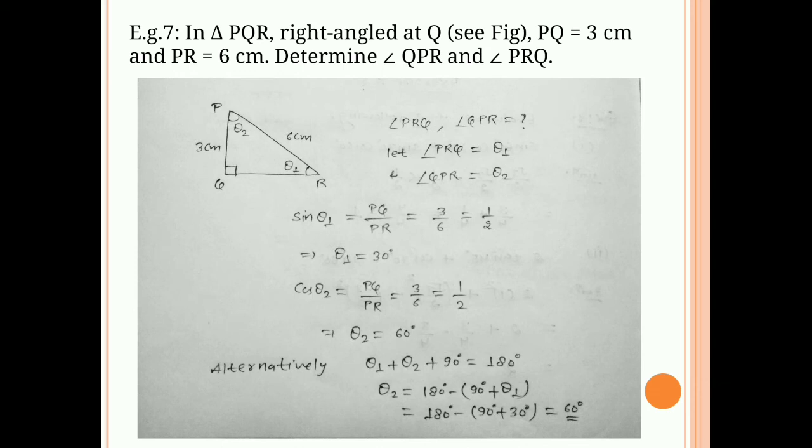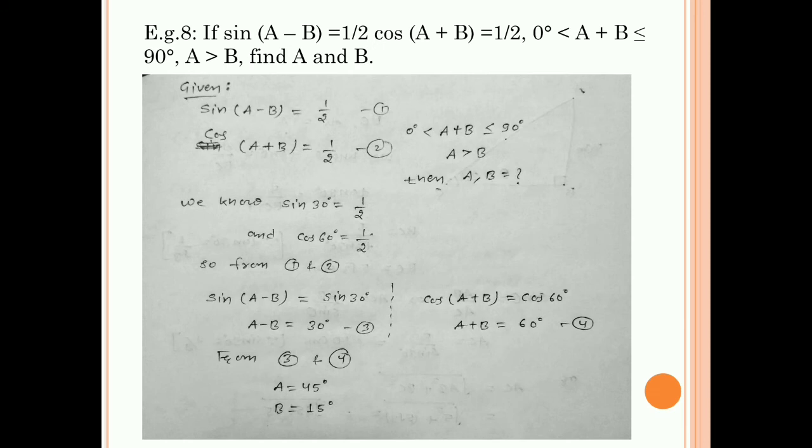As we all know, in a triangle the sum of all internal angles is 180 degrees. So theta 1 plus theta 2 plus 90 will be 180. So theta 2 will be 180 minus 90 plus theta 1. Theta 1 we have calculated, it is 30 degrees. So theta 2 will be 60 degrees. Or we can directly say, if theta 1 is 30 degrees, then theta 2 will be 60 degrees. So let's see the next example.